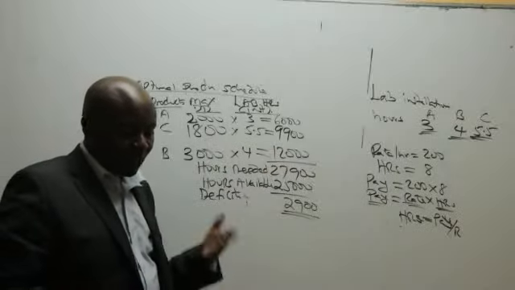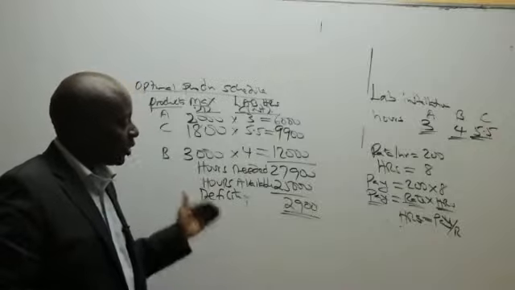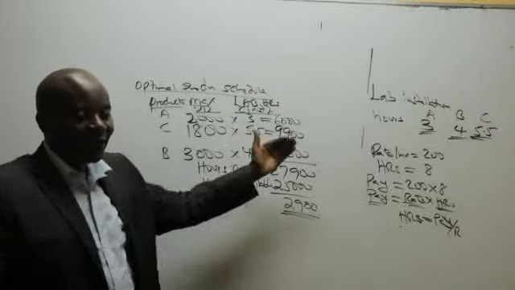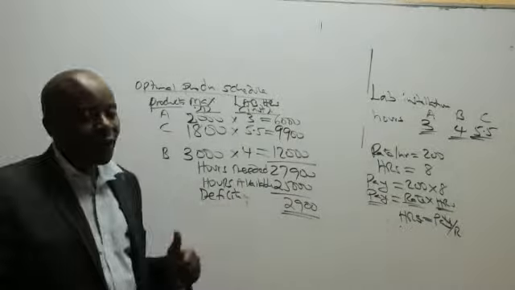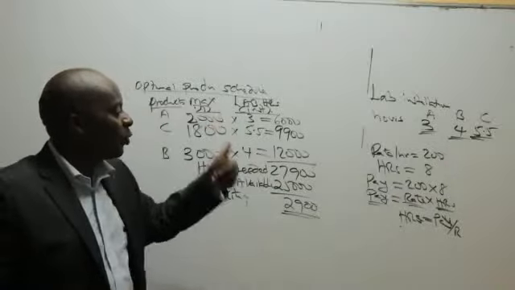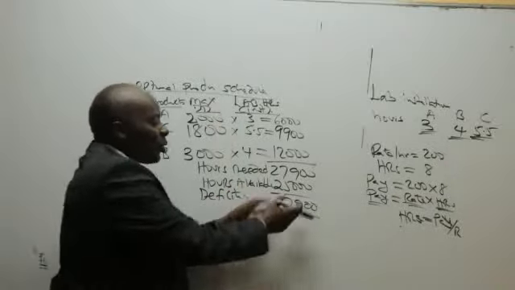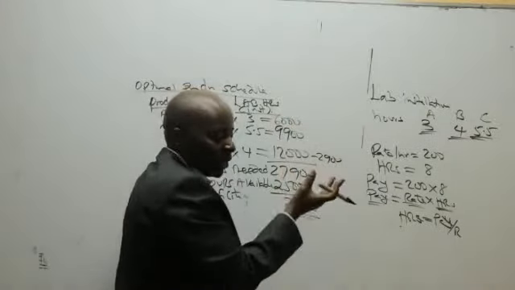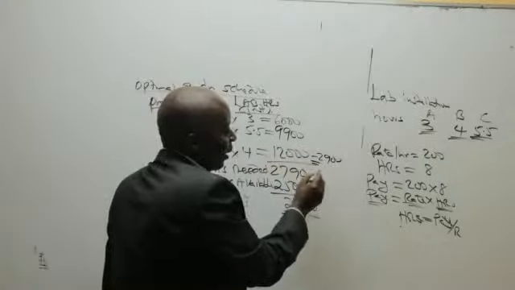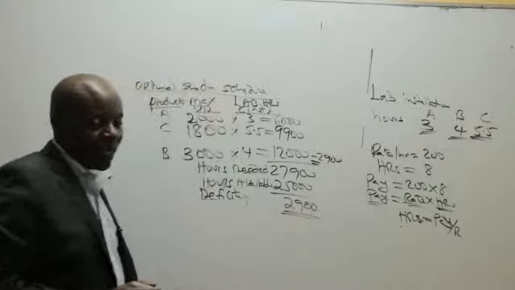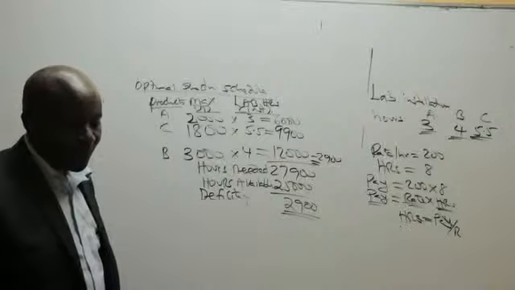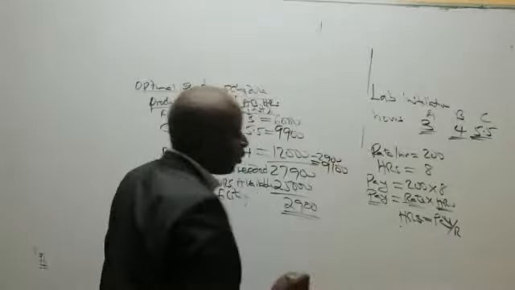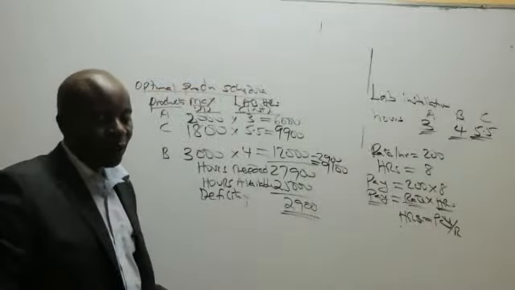And remember what we discovered, ladies and gentlemen: we can't start adjusting from the best ranked product. We always start from the worst ranked product. Fortunately, the hours for the worst ranked product are able to absorb these 2,900 in full. So what is 12,000 minus 2,900? It is 9,100.